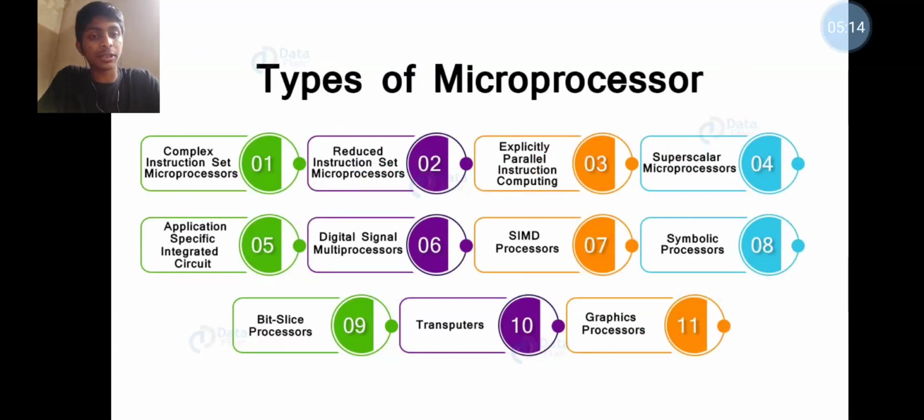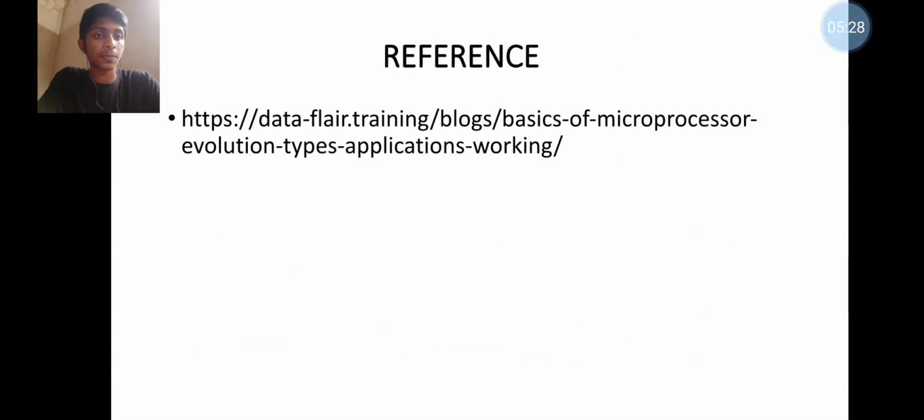Next, digital signal multiprocessors, SIMD processors. 8, symbolic processors. 9, bit slice processors. 10, transmuters. 11, graphics processors.